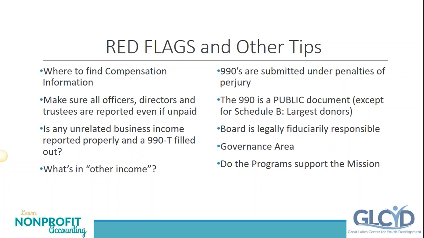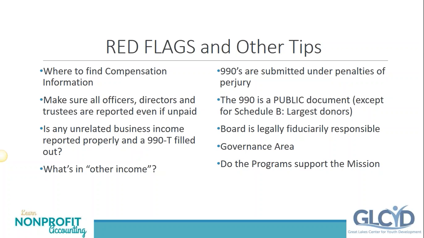And then, is there any unrelated business income? Again, I'm just kind of reviewing some things here, but make sure if there is unrelated business income that you properly fill out the 990T. And then remember, what is in other income? That should be properly described in Schedule O.